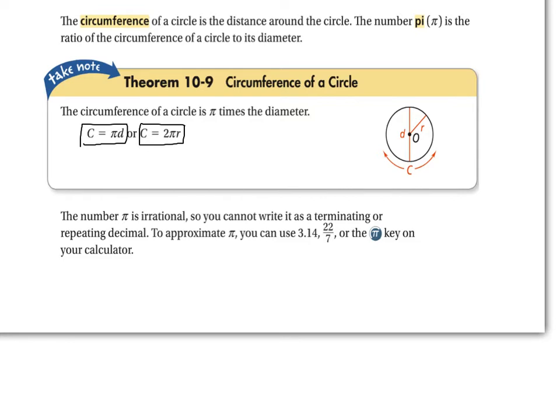Now, they're going to ask you to leave your answer in a couple of different ways. The number pi is irrational, so you cannot write it as a terminating or repeating decimal. To approximate pi, we use 3.14, 22/7, and we use the pi key on our calculator. Sometimes they're going to ask you to leave your answer in terms of pi. If they ask that, that means you leave pi in your answer. You don't calculate a decimal. Sometimes they'll ask you to use pi, and then you can either use the pi button on your calculator or you can use 3.14.